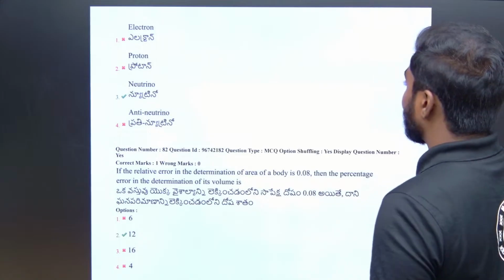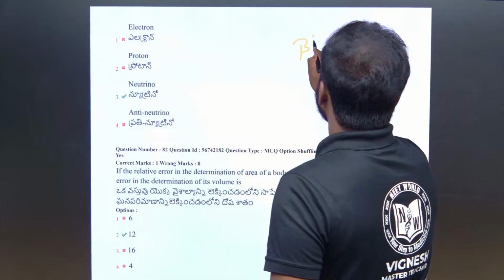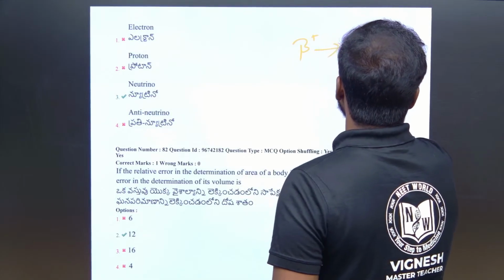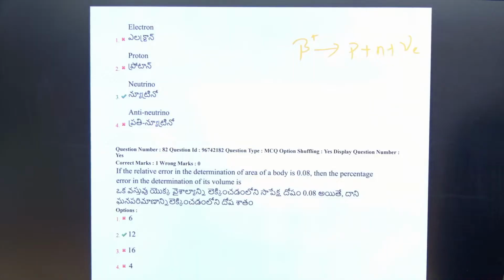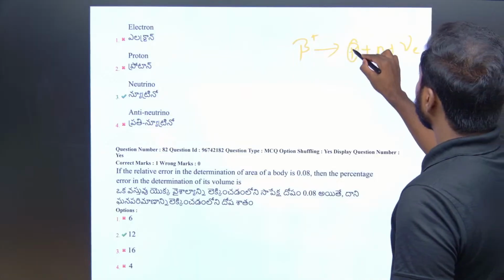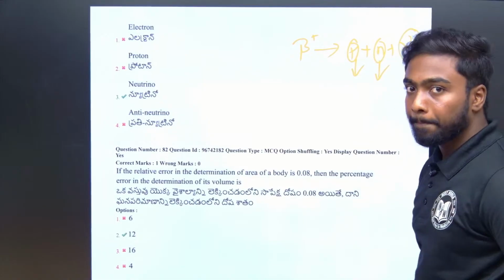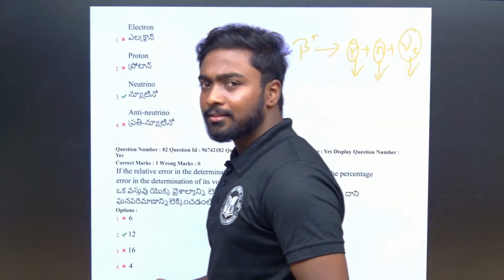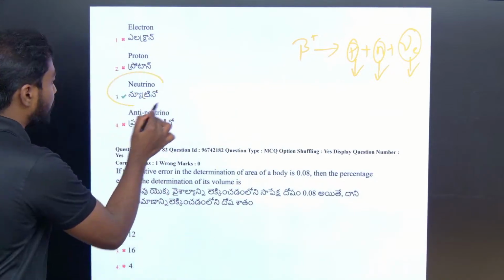So the answer is neutrino. Beta plus decay gives p plus n plus neutrino. What is p here? It is proton and this is neutron and this is neutrino, we will say. Okay. So neutrino is a massless particle. So the answer is neutrino.